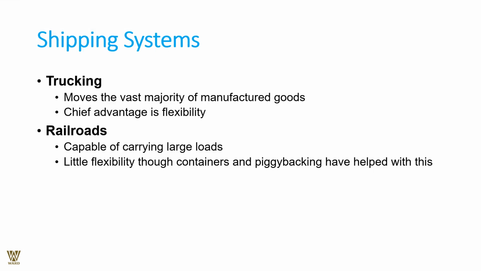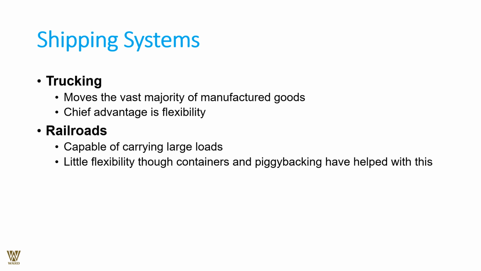Allow me to take you through the shipping system. How does this shipping system come around? We can have something called trucking, wherein we can move a vast majority of manufactured goods. Trucking is essentially utilized for last mile delivery. Its chief advantage is flexibility. Did I say last mile delivery? Yes, it all reflects on the flexibility.